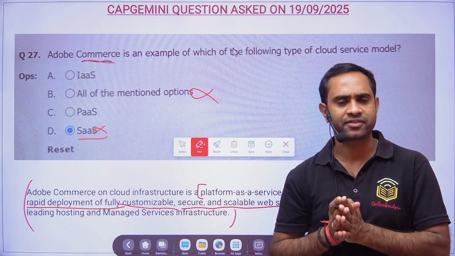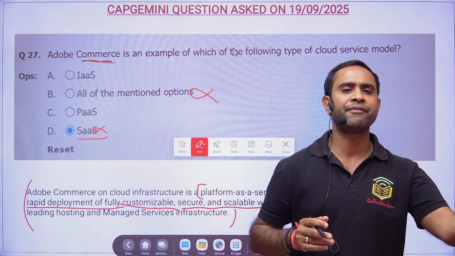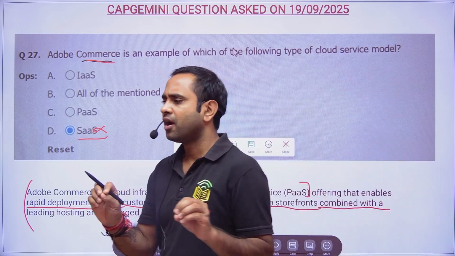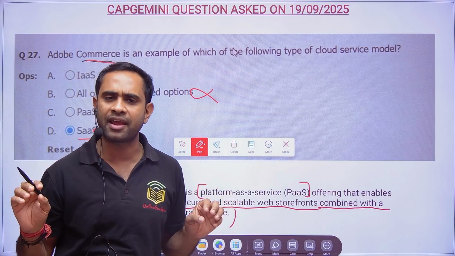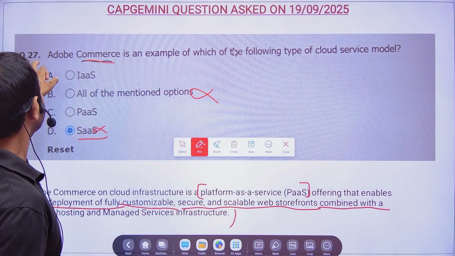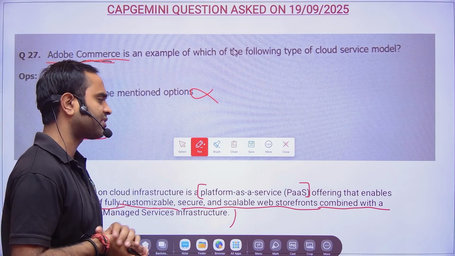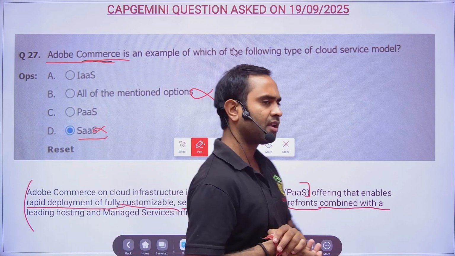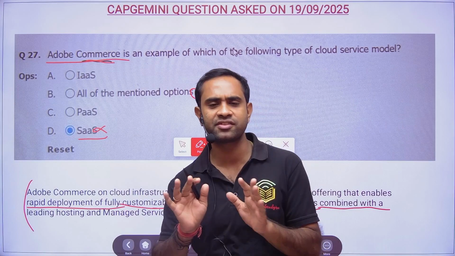So platform as a service. It gives developers a platform where we can do deployment, undeployment, and lots of development activities, so they can do hit and trial. That kind of thing is nothing but platform as a service. So Adobe Commerce is a platform as a service which offers rapid deployment of customizable, scalable and secure web fronts. So this is the answer for this.